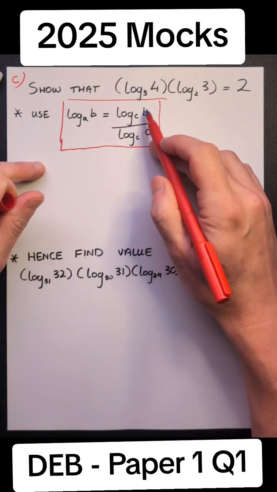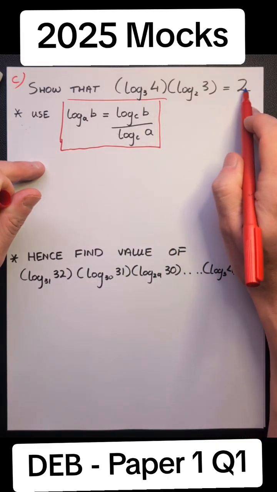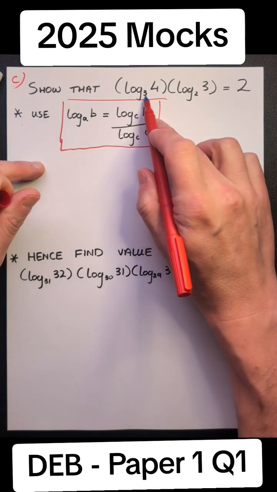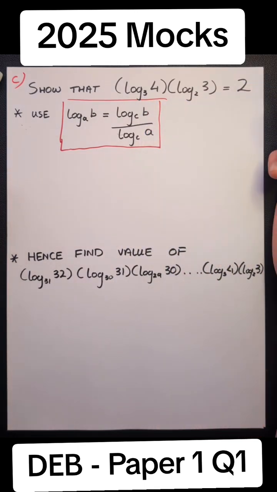Now, with the change of base, you might think to yourself, well, how do we know which one to change? Well, if we're getting equal to 2, it should be kind of maybe a little bit obvious that we have to change this one to log base 2, and that'll work better. But it kind of just works out when you do it.